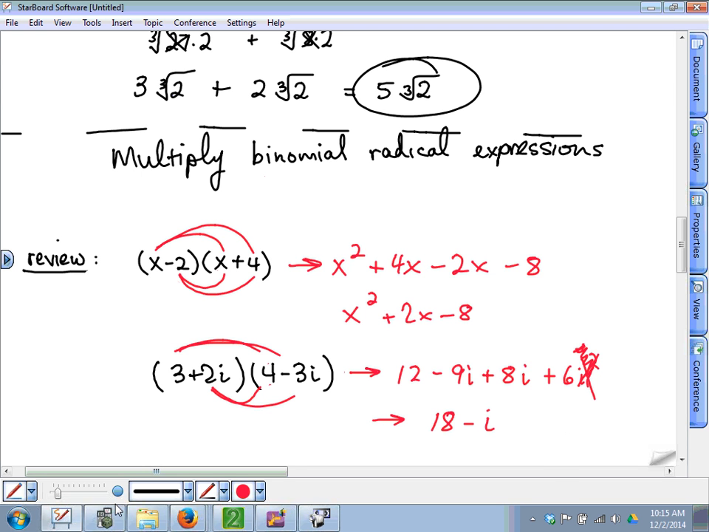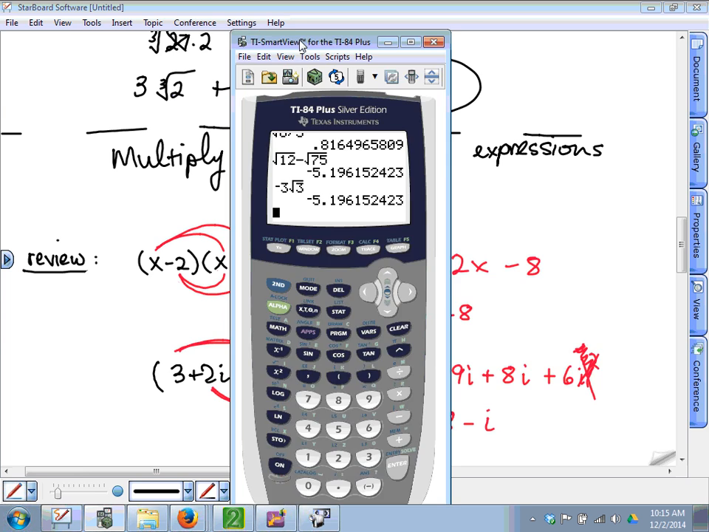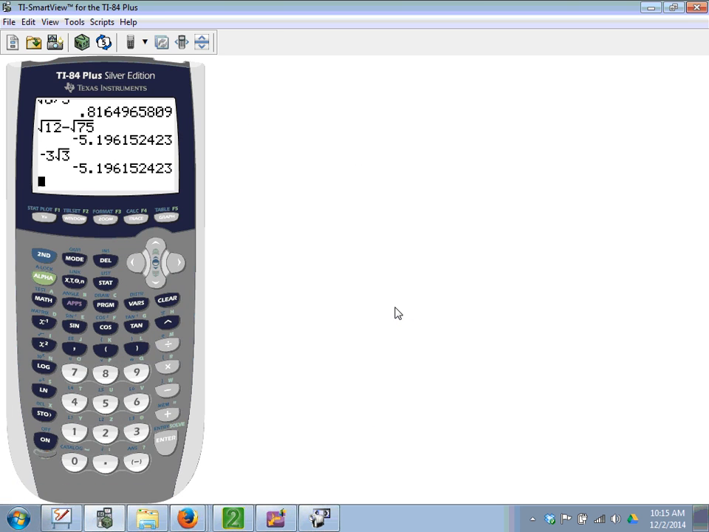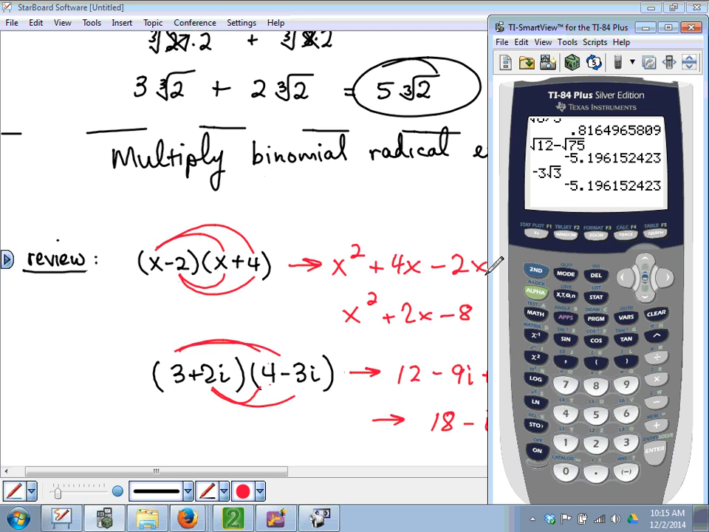By the way, I don't know if I ever showed you this or not. I think I did. Did I ever show you this? You can do i's on your calculator. 3 plus 2i, and then 4 minus 3i is 18 minus i. Look at that.